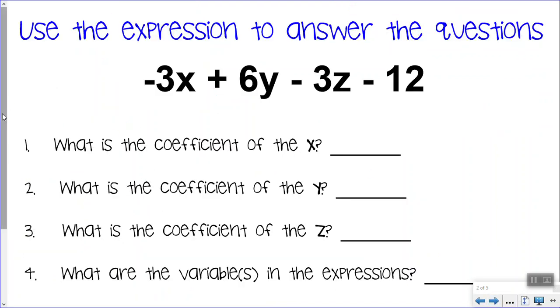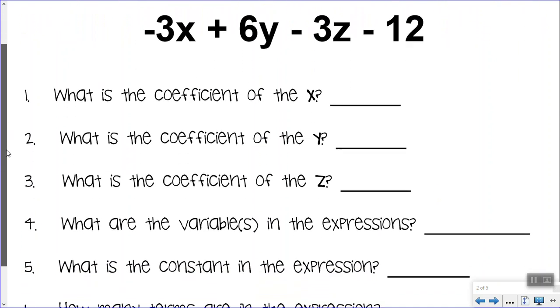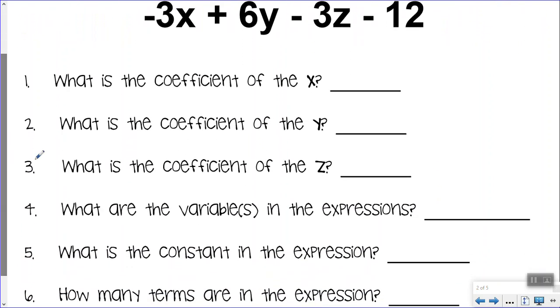All right, so now, keeping that vocabulary in mind, go ahead and pause the video and see if you can answer some of these questions. All right, so we want to know, what is the coefficient of x? So I go to x, and I look at the number that's right next to it, and that's negative 3. So my coefficient here is negative 3.